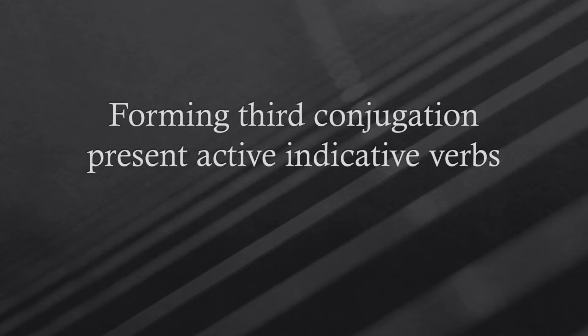Now for the good stuff. How to form third conjugation present active indicative verbs. Latin verbs are classified into 5 groups called conjugations. Each conjugation, first, second, third, fourth, and mixed, is classified by its stem's thematic vowel. This will become more apparent as each conjugation is introduced, so don't worry too much about these classifications just yet.